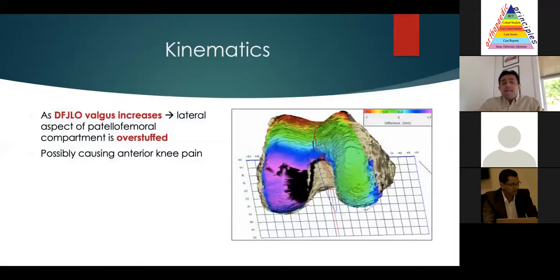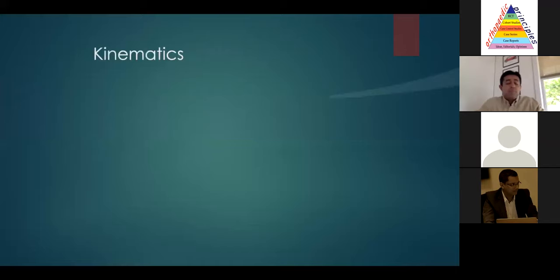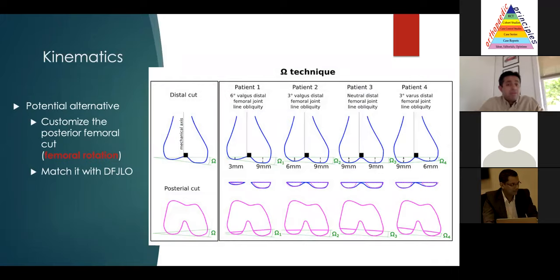So what Charles found is that as that distal femoral joint line obliquity in valgus tends to increase, there is more pressure on the lateral aspect of the patellofemoral joint. And that seems to be more overstuffed. And that may be causing them that anterior knee pain, which they hate. So how do you correct for that? Well, what he said is that whatever your posterior femoral cut is, you match it with the distal femoral joint line obliquity.